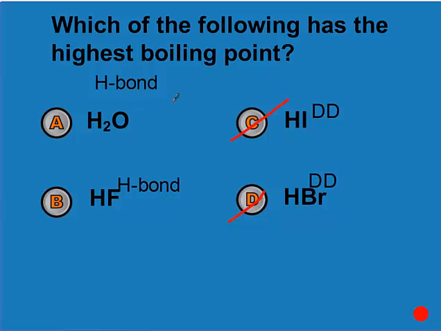H2O can undergo 2 hydrogen bonds because it has 2 sets of lone pairs on oxygen and our 2 hydrogens. While HF, because it's such a small molecule, can only undergo 1 hydrogen bond on fluorine. Even though fluorine has 3 lone pairs, it can't fit 3 hydrogen bonds in here because they'd be too close together. So the answer is A.